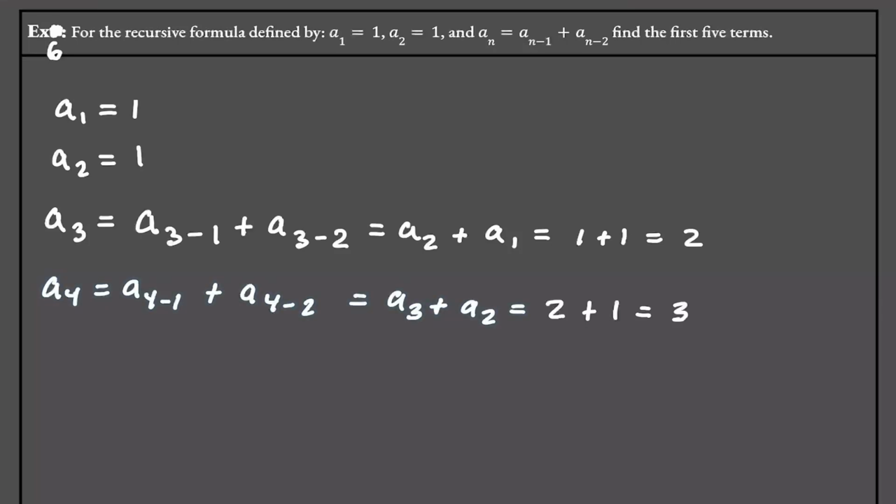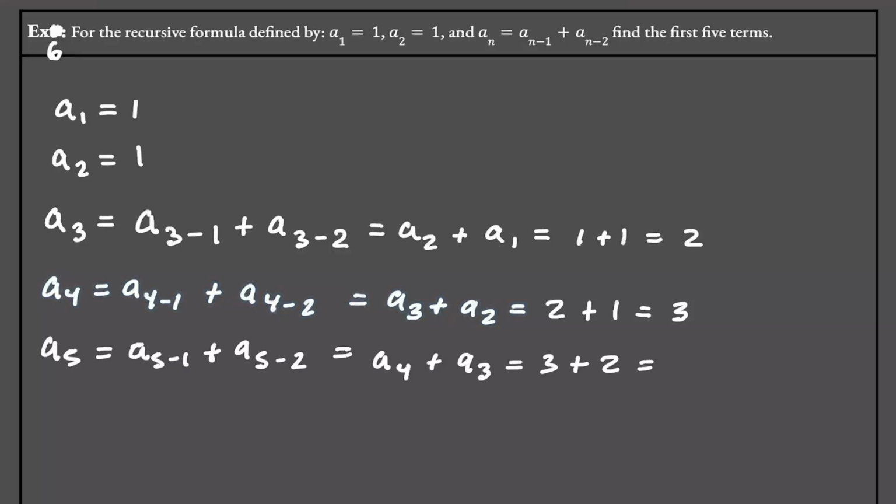Let's do one more. So a sub 5. So we have a sub 5 minus 1 plus a sub 5 minus 2. And so simplifying this a bit, we get a sub 4 plus a sub 3. So a sub 4 is 3, as we just found out. And then a sub 3 is 2. So 3 plus 2 is just 5. And those are the first 5 terms in the sequence.